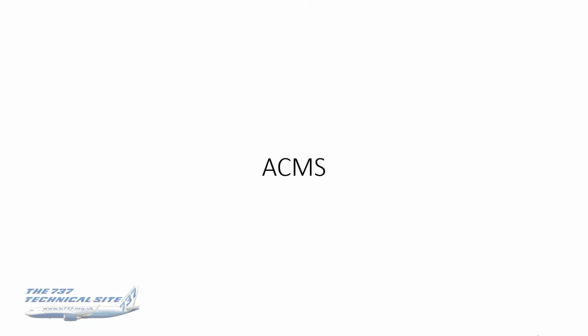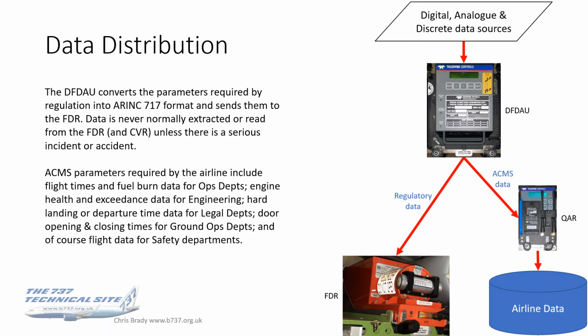Right, ACMS, Aircraft Condition Monitoring System. Let's have a closer look at this. So data distribution, because all this data is being collected. Let's see where it goes and how it's used. So your digital, analog, and discrete data sources are all collected by the digital flight data acquisition unit. That converts those parameters, the ones that are required by regulation, into what's known as ARINC 717 format and squirts those down to the FDR.